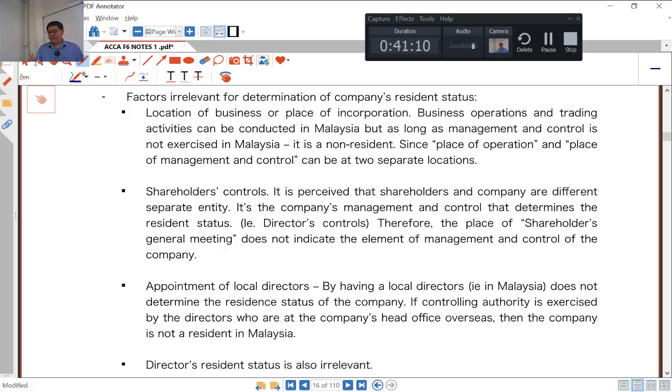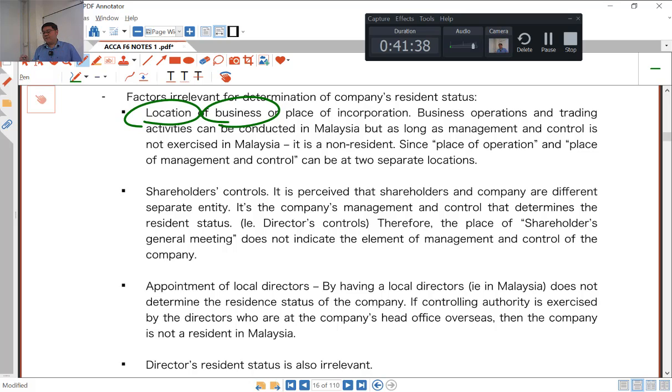Now, something that you have to take note of is that the location of business doesn't affect your resident status. You don't have to have activities in Malaysia, okay? You can have a Sendirian Berhad, the directors meet here, but the business is 100% overseas. But the company is still resident. No issue. We don't care about whether your business is here or not.